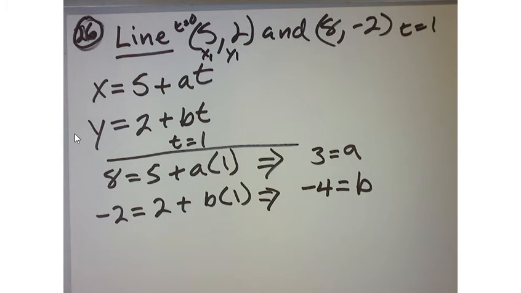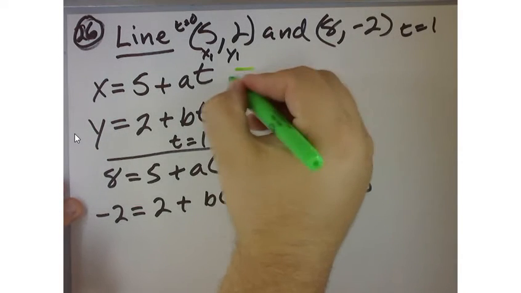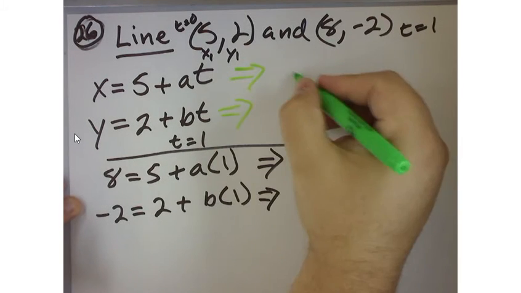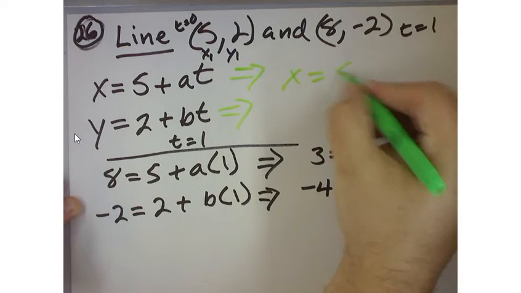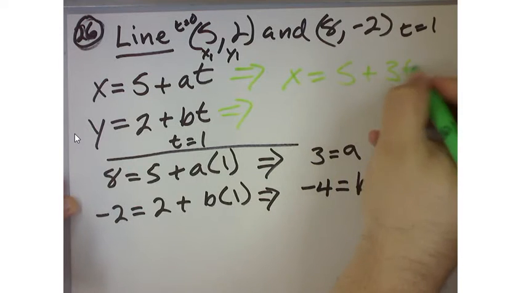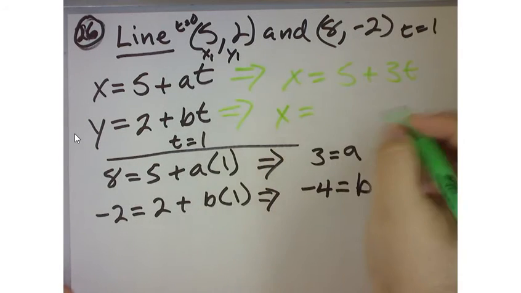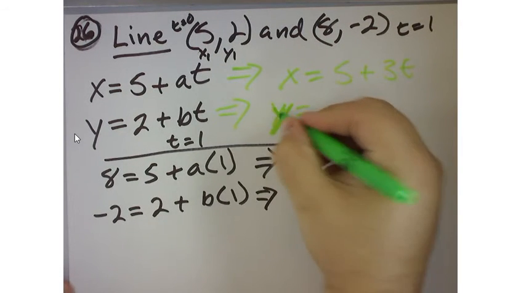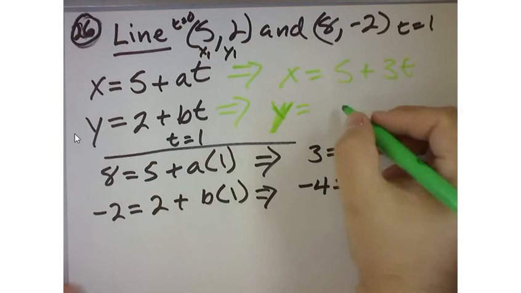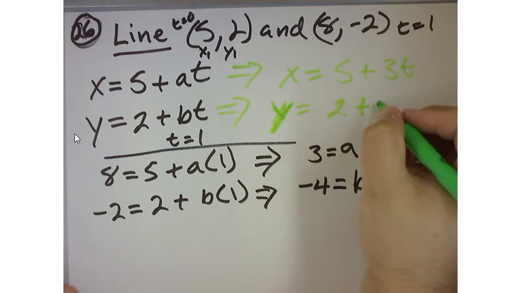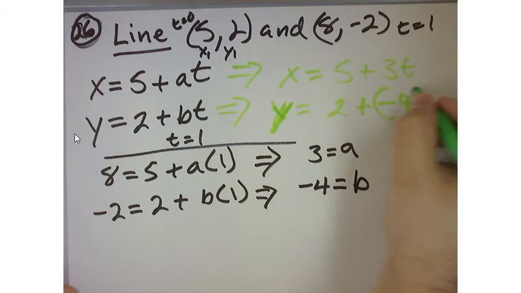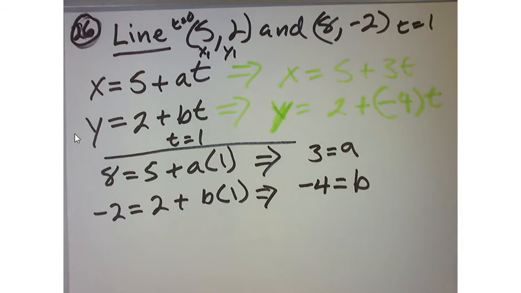So now this is the final answer here in green. If I take this equation and I plug in a and b, I get x is equal to 5 plus 3 times t, and then I get y is equal to 2 plus negative 4 times t. And that should be it, right? So this is our final answer.